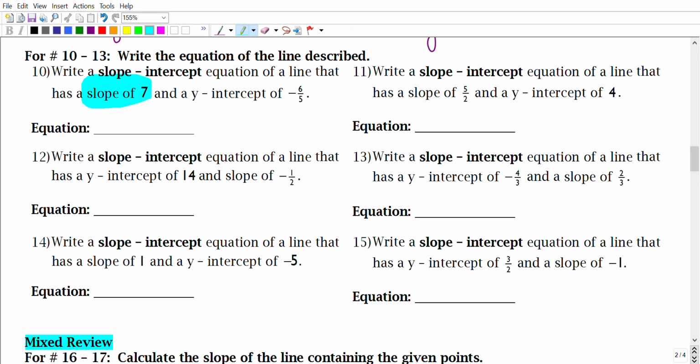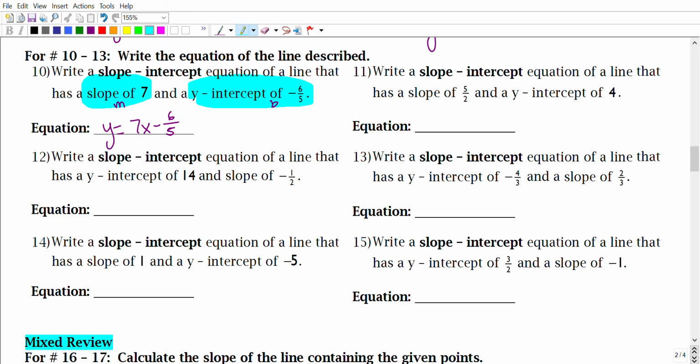Much better. Slope of 7 and y-intercept of -6/5. Okay, well, sounds good to me. What am I given? My slope of 7, my y-intercept of -6/5. So I write y equals m, which is 7x minus my b, which is -6/5. All right, so that was pretty painless. All right, so again, it's just a matter of identifying what information you're given. Keep going with number 11.